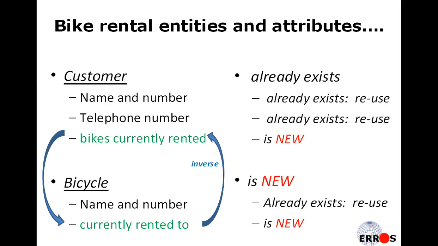We need to create the new entity type bicycles, but the attribute name and number already exists and can be reused with this entity type. The attribute currently rented to will have to be created.